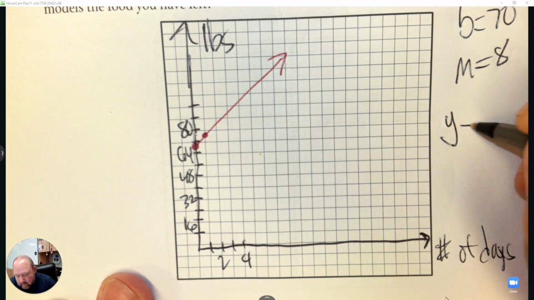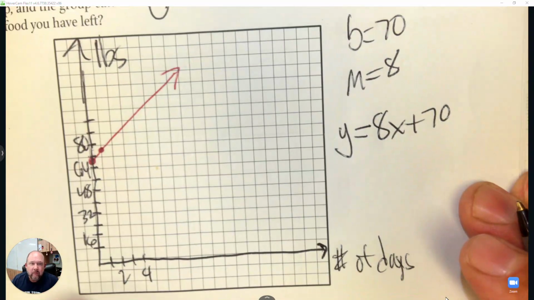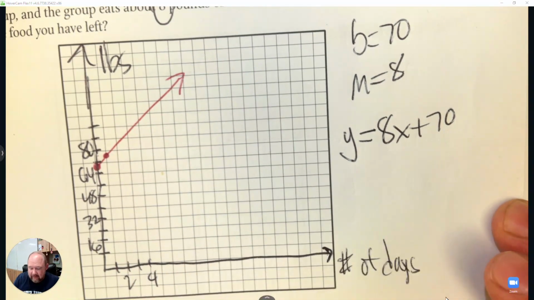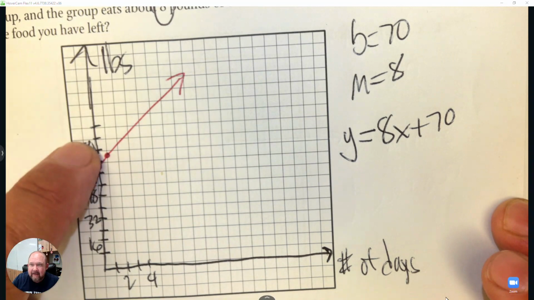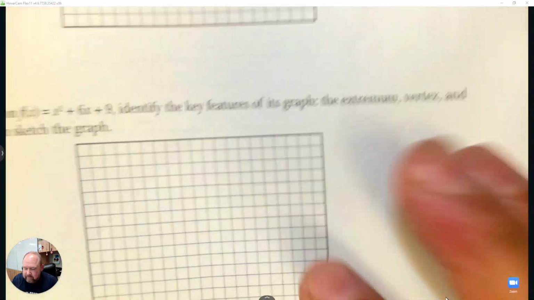The equation would be y equals 8x plus 70, where the x represents the number of days and the y represents the number of pounds. All right, turn the page.